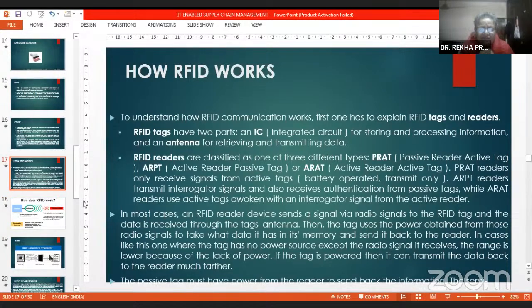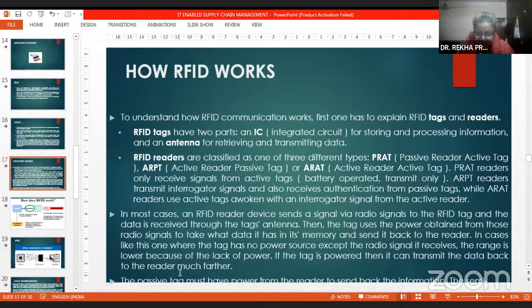To understand RFID communication, you have to first understand RFID tags and readers. RFID tags have two parts: an integrated circuit for storing and processing information, and an antenna for retrieving and transmitting data. Because you have to catch the data, store it, and process it, for this you have two parts. And there are three different types of readers: passive reader, active tag; active reader, passive tag; active reader, active tag.